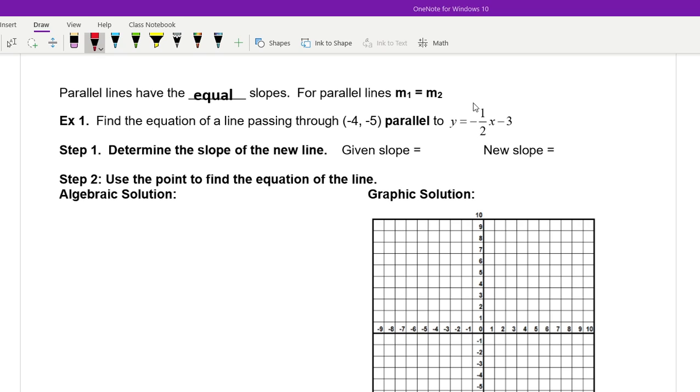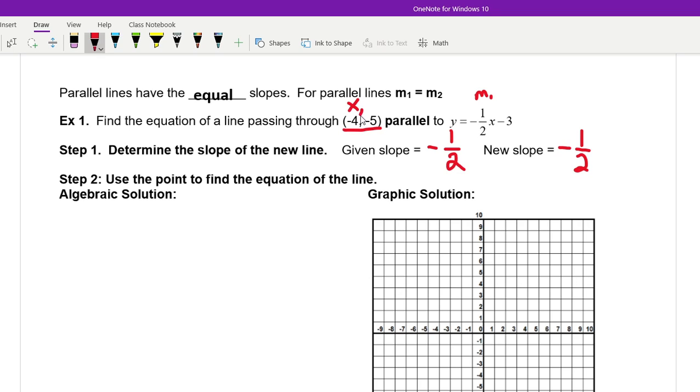Now, in order to be parallel, the slope of our first equation, -1/2, needs to be the same as our new slope. So we were given a slope of -1/2, and we're going to use the slope of -1/2. Now, when we use the point, which was given, to find the equation of the new line, we will use the point and our new slope.